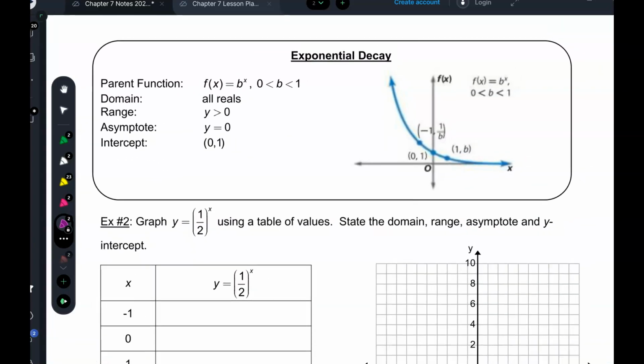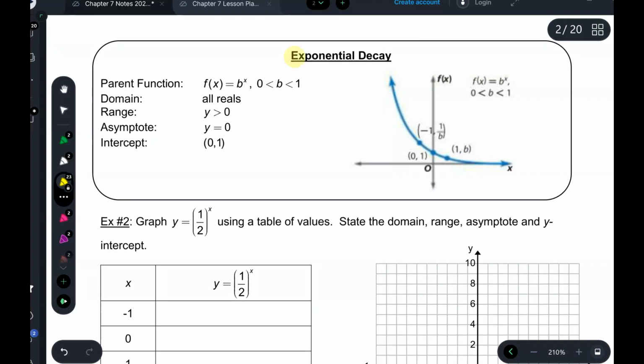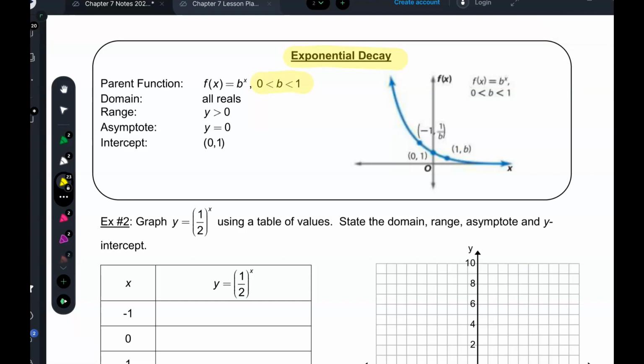Okay, so that was an exponential growth example. What's the difference with this one? It's getting smaller and smaller as we go to the right. So this is where b is between 0 and 1. So it's a fraction, like a half or 1/3 or 0.2.